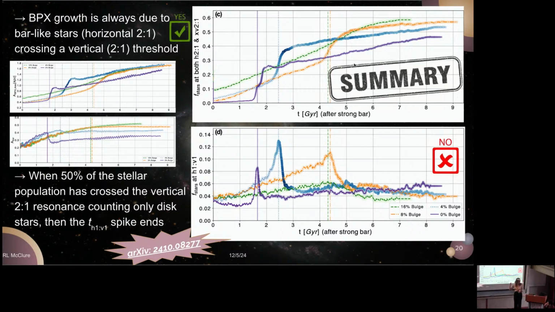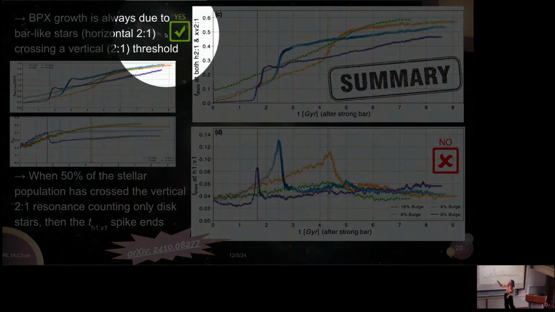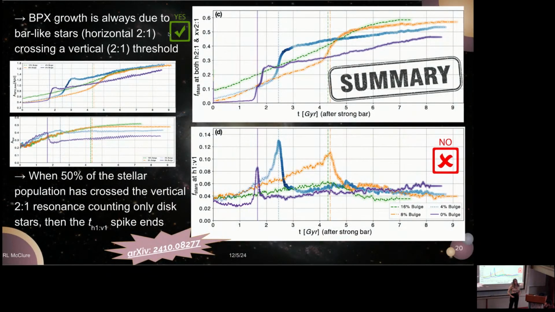This is my summary slide. So, coming back to the question: does this always mean the same thing if you have a BPX? The answer is yes and no. No, you can have a dramatic resonance crossing event, but all BPX growth is always due to bar-like stars crossing that vertical 2:1 threshold. So that's why I say sort of yes. You don't have to have any underlying gravitational instability like a buckling event driven by a fire hose instability, but instead you just have to have bar-like stars crossing your vertical resonance in order to get a BPX. And when that happens a lot, because you don't already have 50% of the threshold vertically extended, you can get a dramatic event. So there you go.